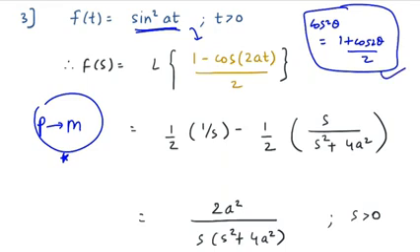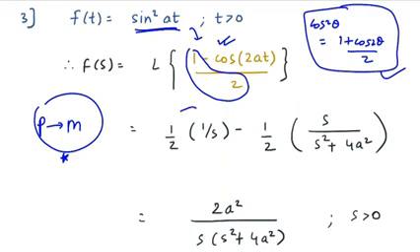Okay. Now moving forward, two functions. Now two functions are in subtracted format. The first function is 1 over 2, right? This is the first function, 1 over 2. And the second function is cos 2at upon 2. So take this, split the Laplace.